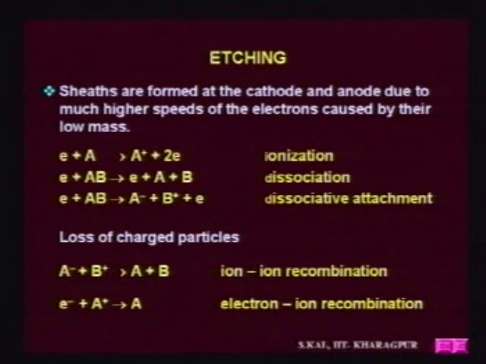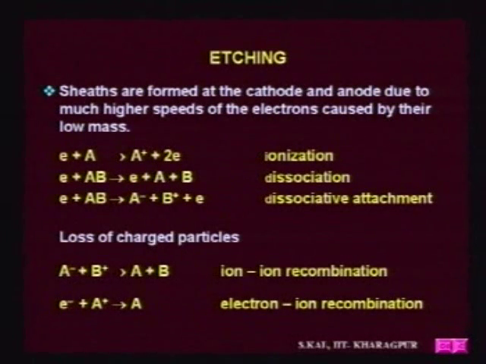Sheaths are formed at the cathode and anode due to the much higher speeds of the electrons, caused by their low mass. That is the main reason for forming the sheaths or dark space, which is known as the cathode sheath or anode sheath. The main reason is the difference of mass between the electrons and ions.